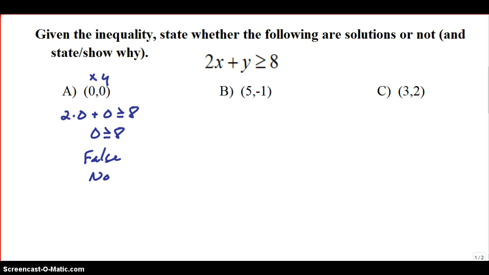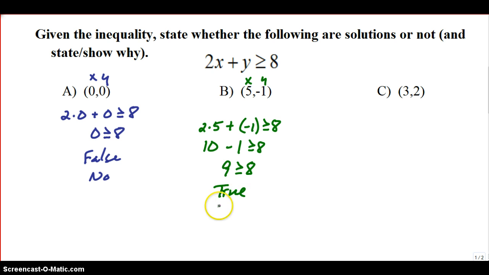Next one. Let's see, x is 5. Here's my x, here's my y. X is 5, so I have 2 times 5 plus, oh, that's a negative 1. Is that greater than or equal to 8? Well, 2 times 5 is 10, minus 1. Is that greater than or equal to 8? 9 greater than or equal to 8? True. So yes, it is a solution.